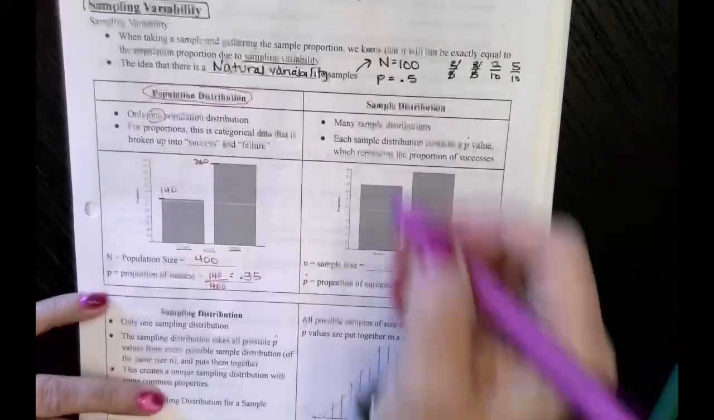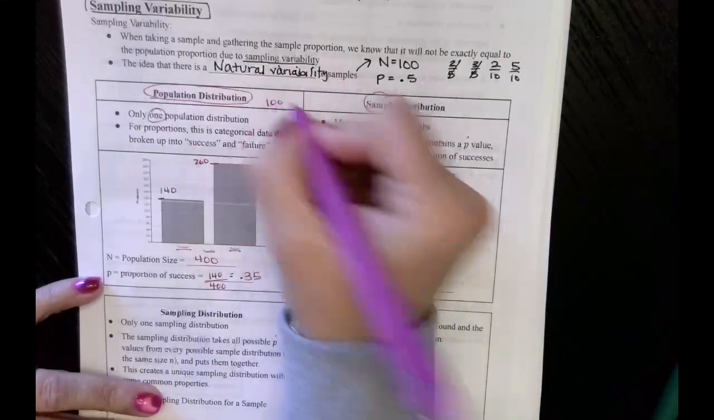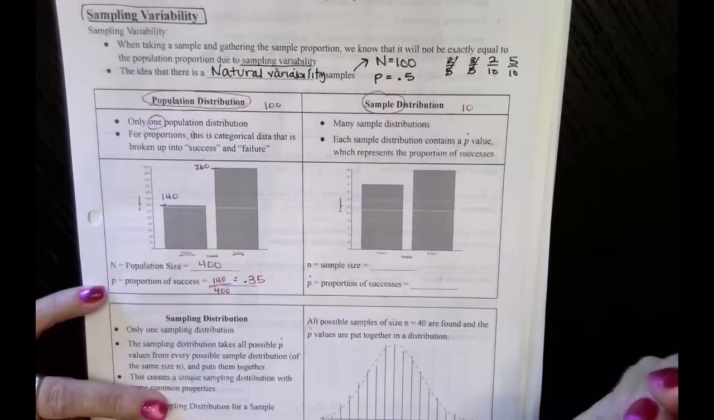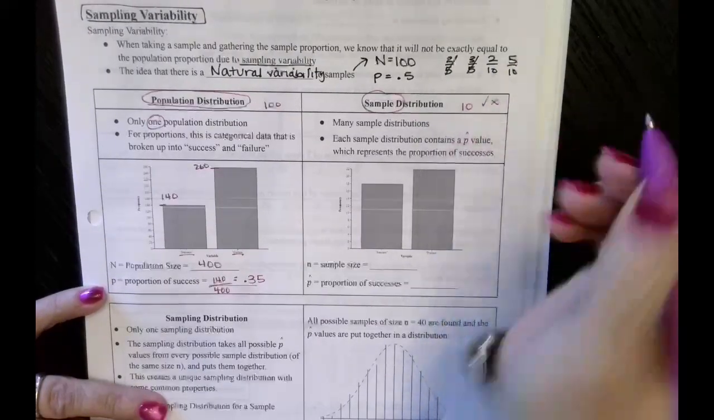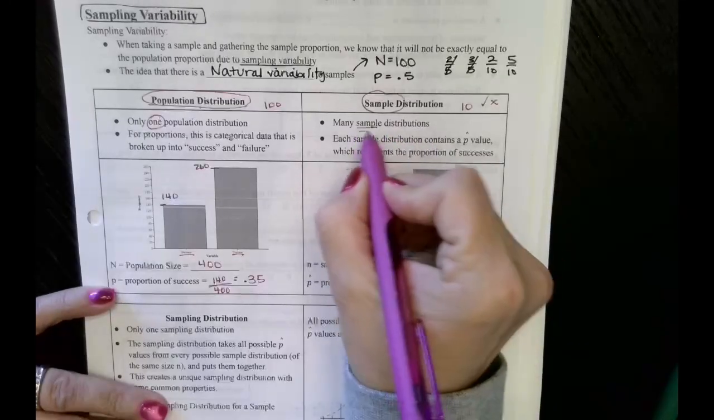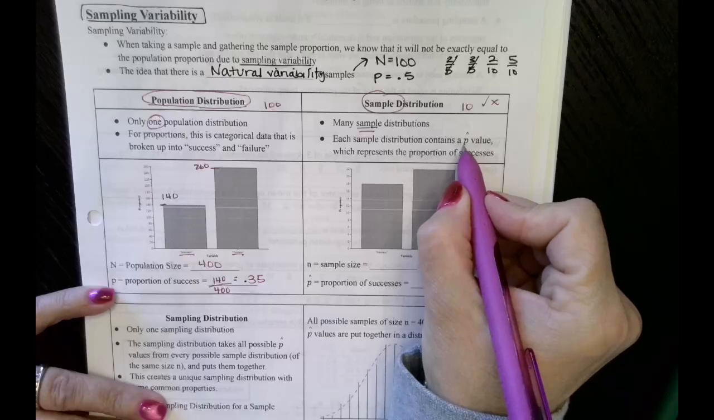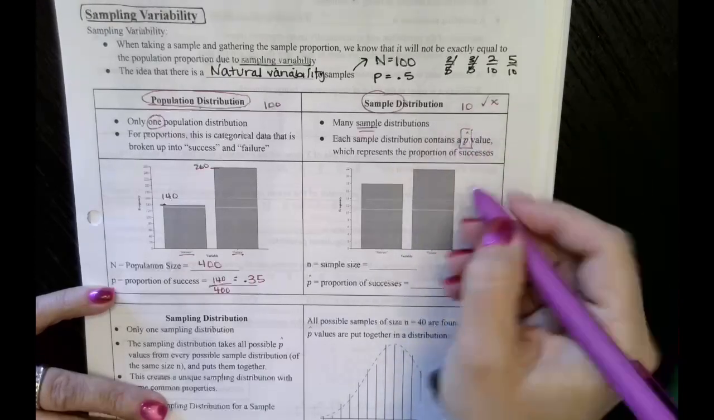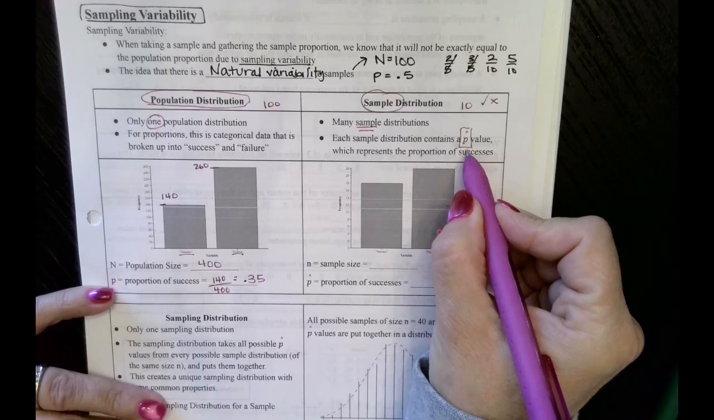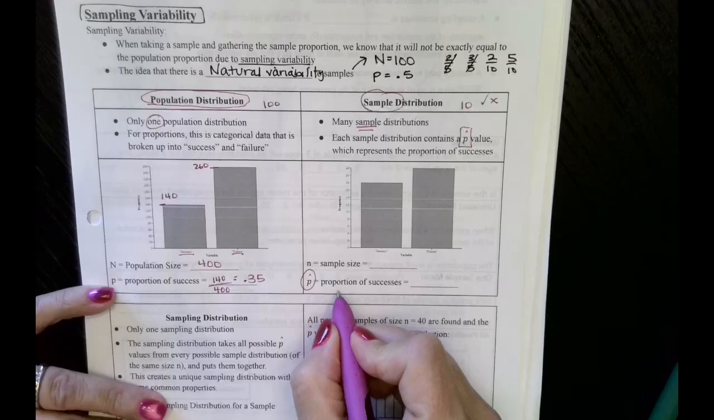Now, this is a sample distribution. So if we look at this in terms of the cards, we had 100 cards, and we did a sample. In our sample, we pulled 10 cards, and we saw, was it a check or was it an X? So we can have many different sample distributions, and each sample distribution contains a p hat. So here's our p hat. Think back on when we did regressions, we had y hat. Well, now we have this p hat. And this p hat is our proportion of success.